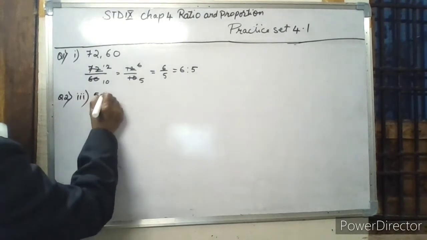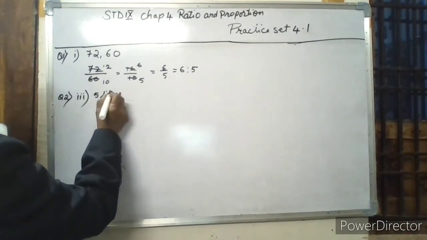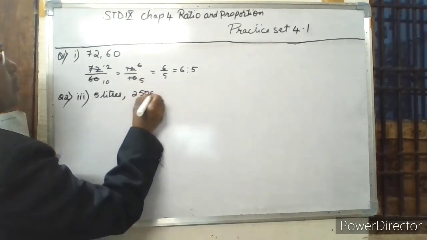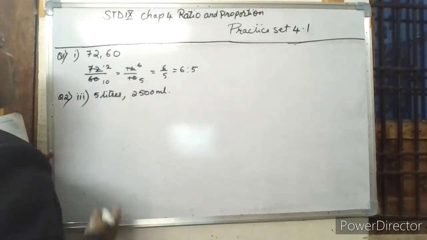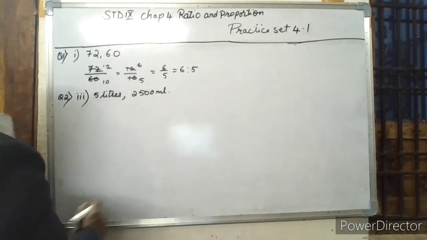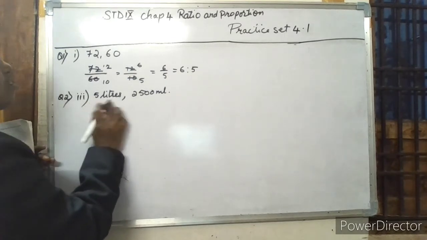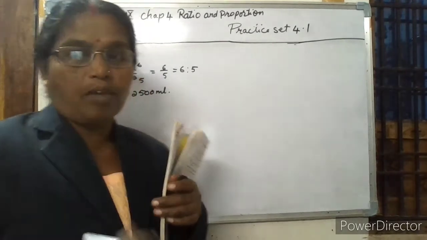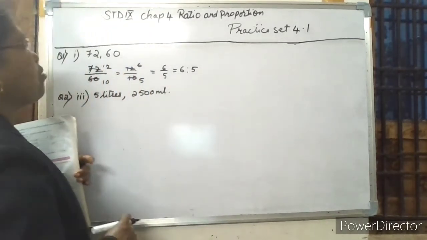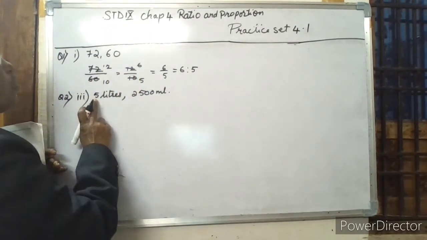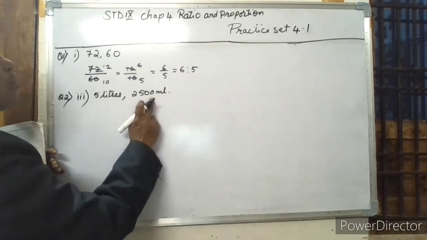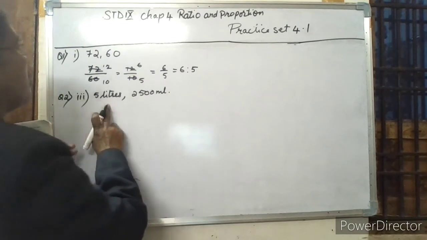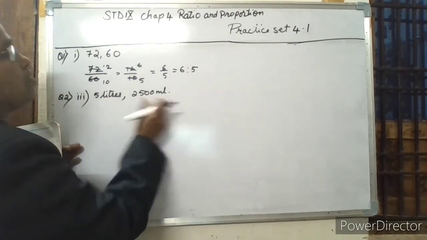5 liters given, and 250 milliliters. You have to find the ratio in the reduced form. When we find the ratio of quantities, both should be of the same unit. You have learned this in the properties of ratios. So this is 5 liters and this is 2500 milliliters given. Liters is a greater unit, milliliter is a smaller unit.